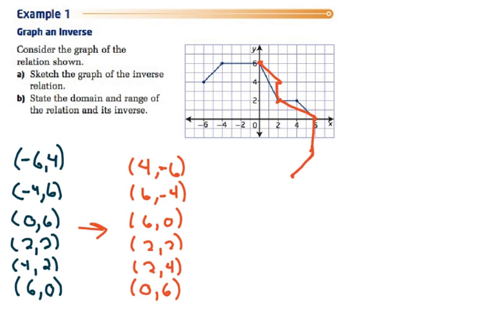Question B is asking for the domain and range of the relation and its inverse. Now if we deal with the original function, the domain, the x's, go from negative 6 to 6. Which, if we write in inequalities, is going to be the most efficient way of doing it. X is between negative 6 and 6. The range, the y's, anywhere from 0 to 6.